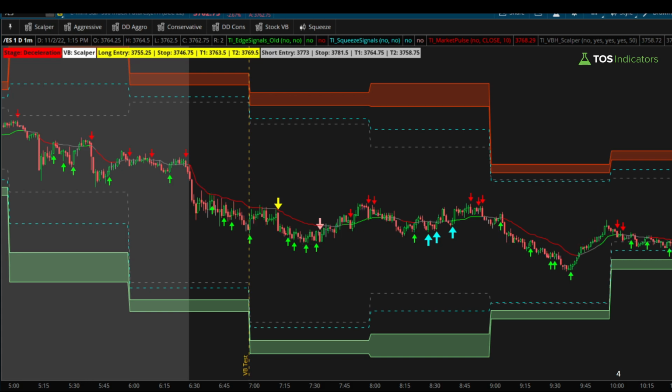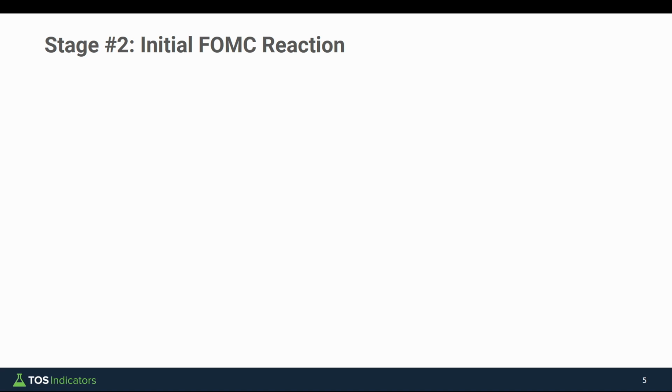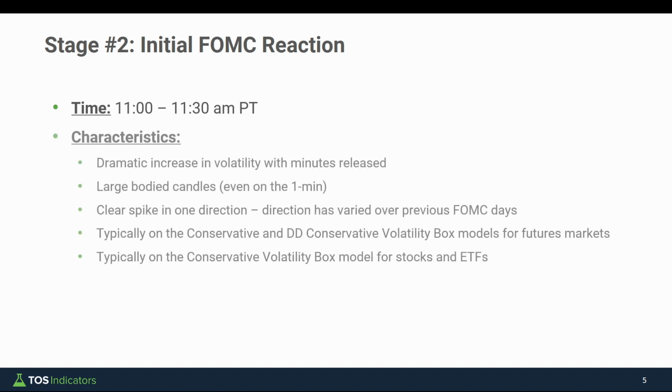Now we move on to stage 2, in which we have the initial FOMC reaction. Now the time period for this is that initial 30-minute chunk once the minutes are released. So that's 11 a.m. to 11:30 a.m. Pacific, and the characteristics during this period are the following.